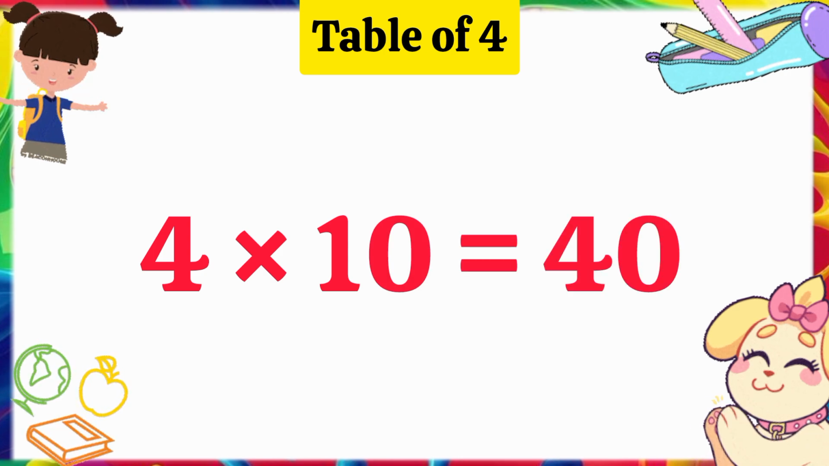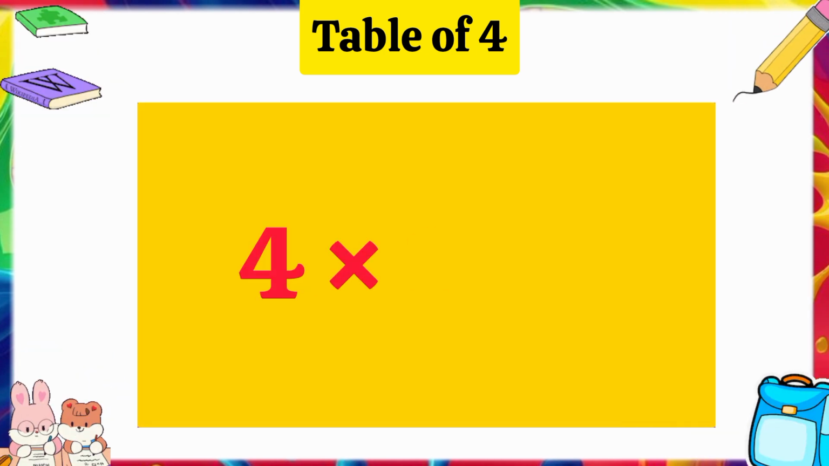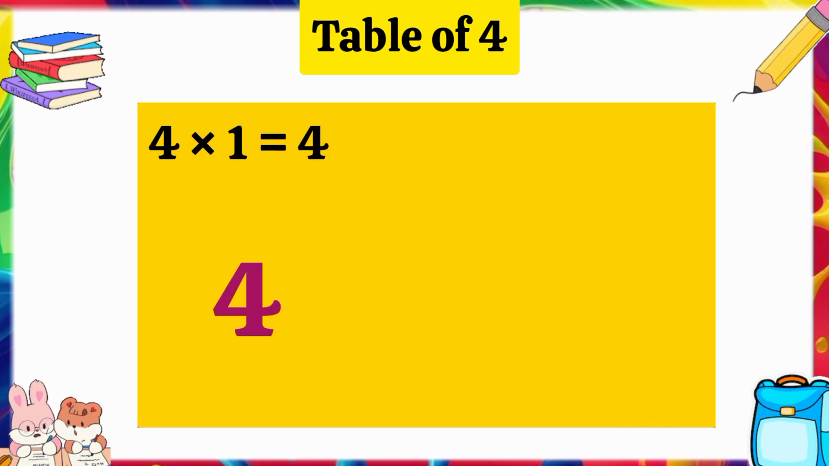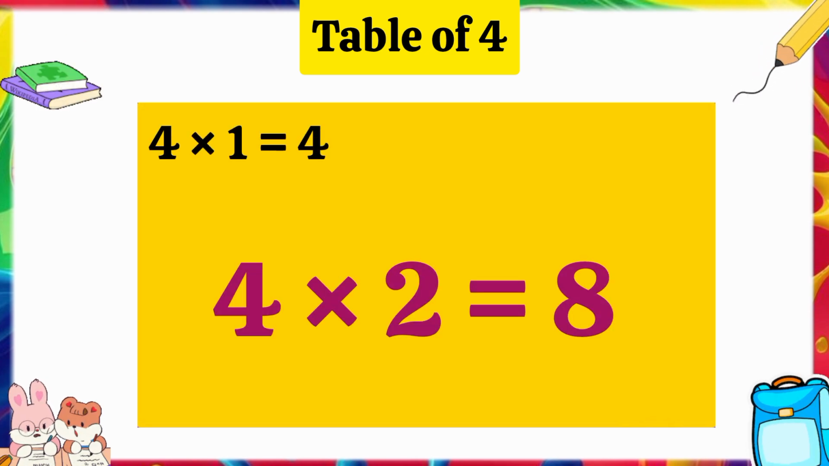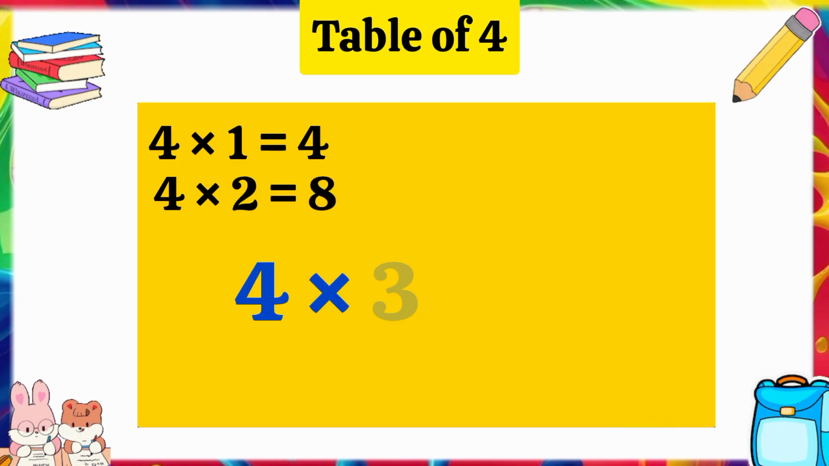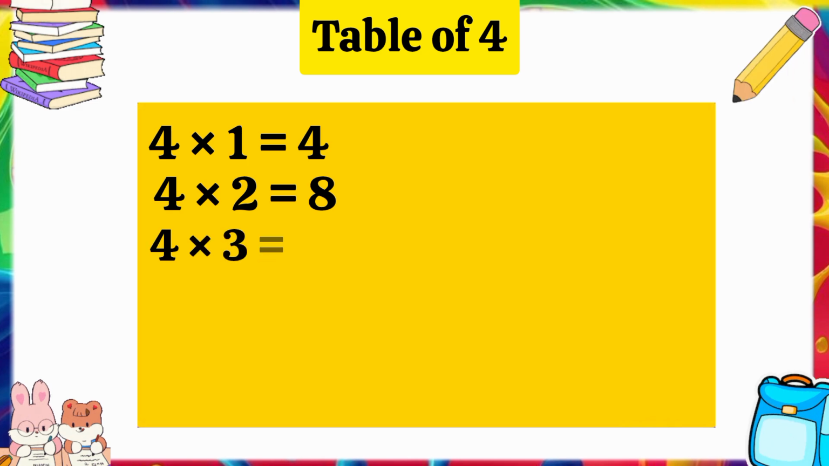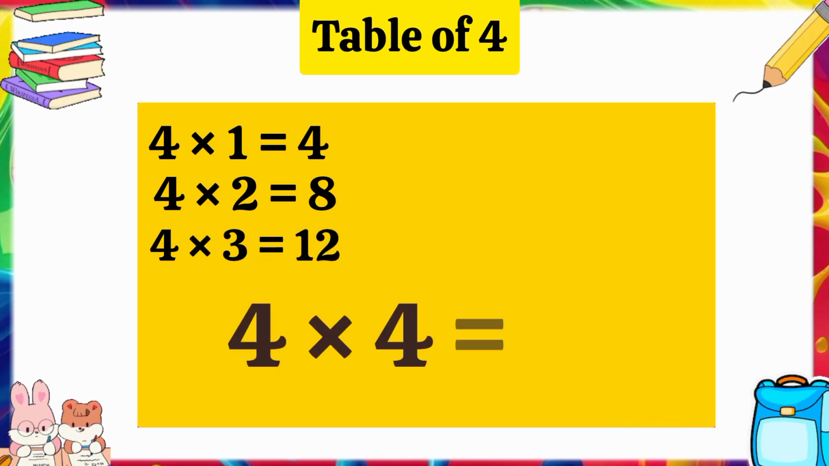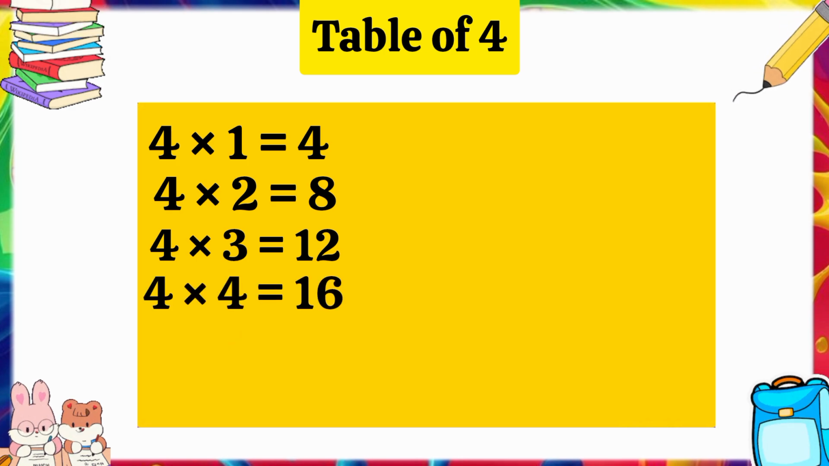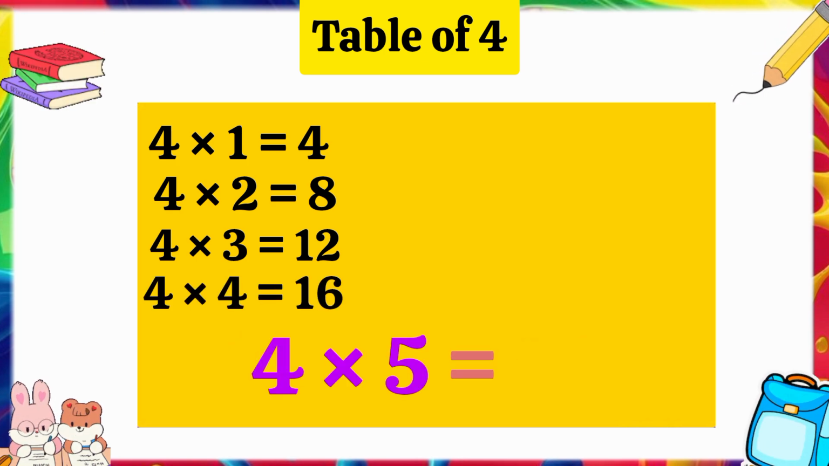4 tens are 40. Repeat after me loudly. 4 times 1 equals 4. 4 ones are 4. 4 times 2 equals 8. 4 twos are 8. 4 times 3 equals 12. 4 threes are 12. 4 times 4 equals 16. 4 fours are 16. 4 times 5 equals 20.